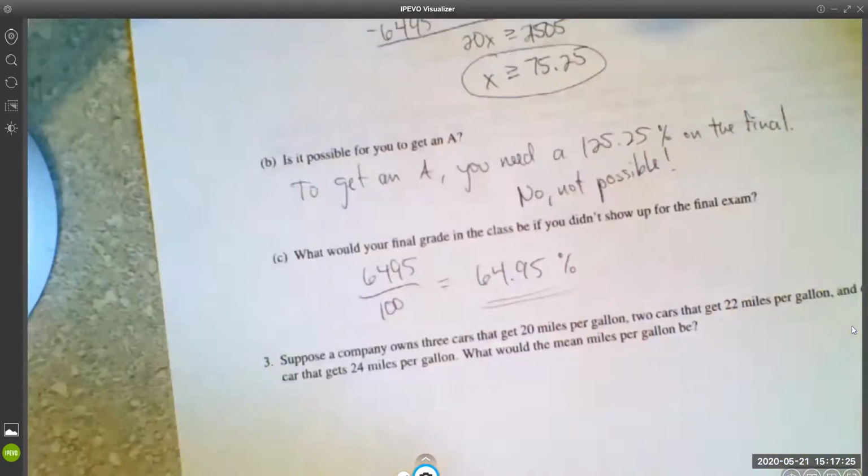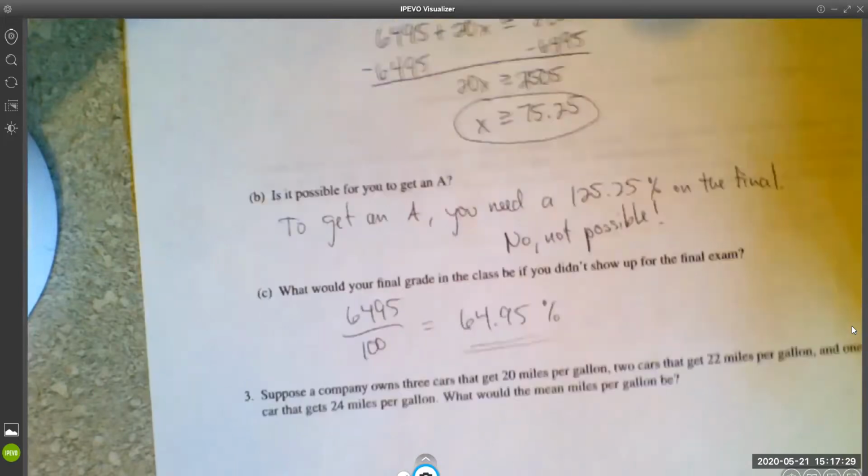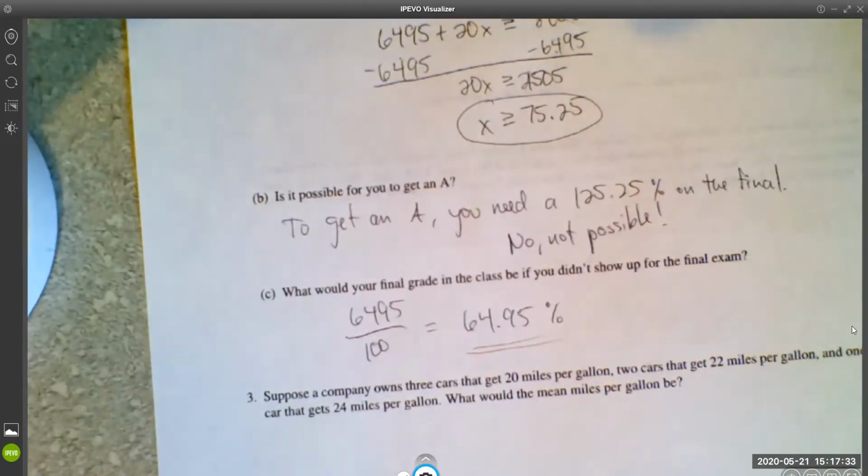So don't blow off your final exam completely, but as long as you show up and do decently well, you're going to get a B. So that's the idea there.